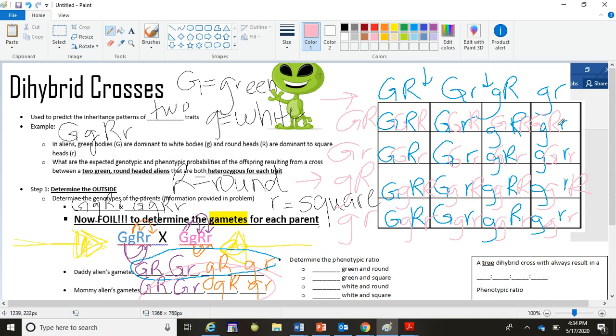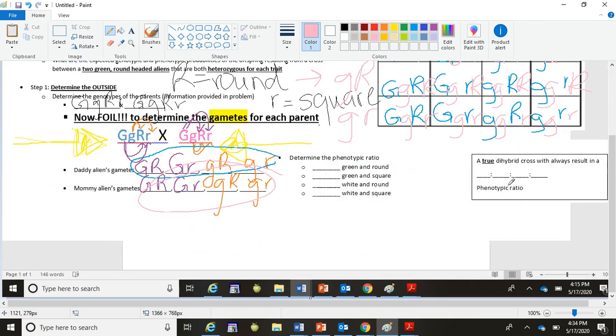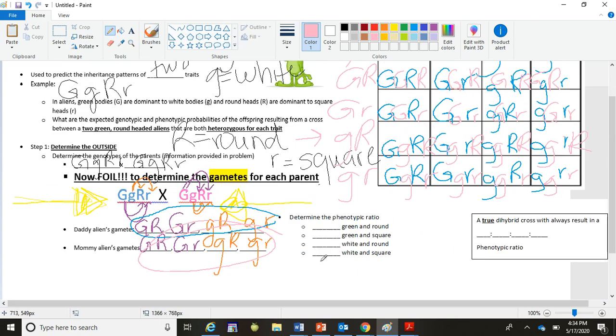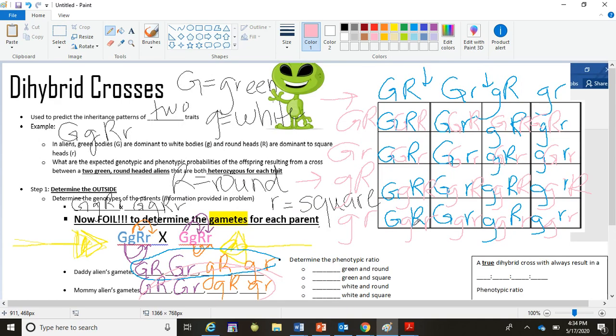So next step, after you've figured out all your possible genetic combinations, you need to figure out what the possible phenotypes of the offspring could be. So we're looking at the color of their bodies and the shape of their head. The different phenotypes are: a green body and a round head, a green body and a square head, a white body and a round head, or a white body and a square head.